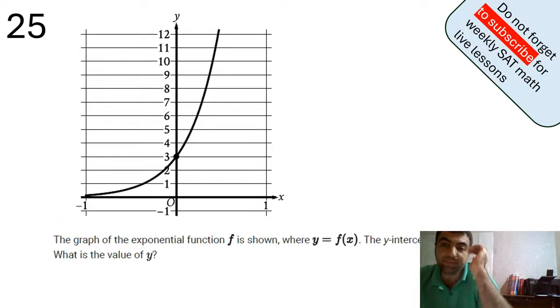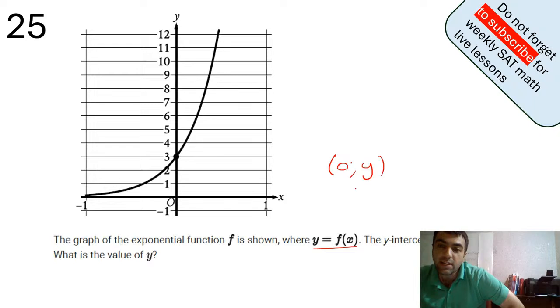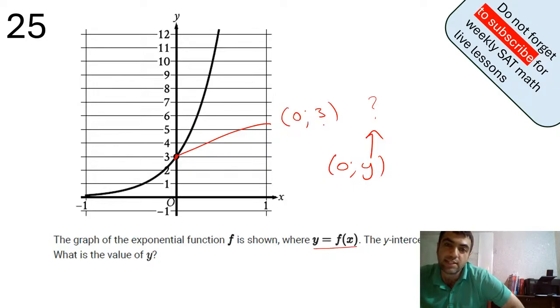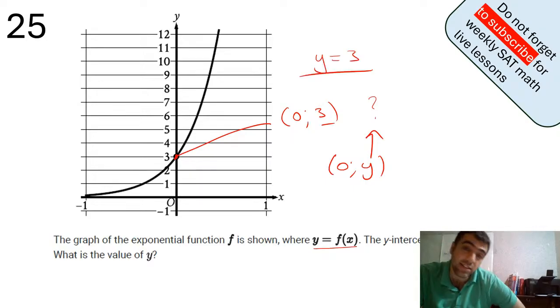Next question. Let me read for you. The graph of the exponential function f is shown, where y is f of x. The y-intercept of the graph is (0, y). What's the value of y? Mr. Sahib says it is 3, and Mr. Shah says it is 3. Yes, the y-intercept is this point. You see that the x-coordinate of this point is 0. We are asked, what's the value of y? Y is 3.